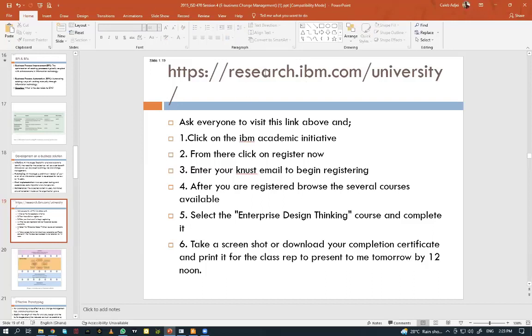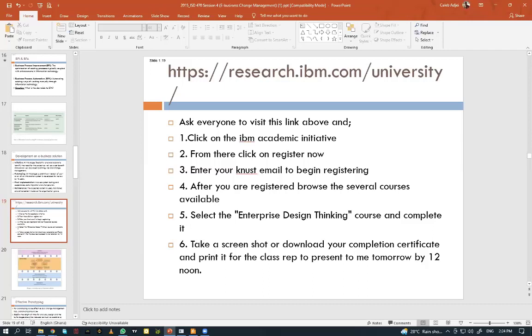You will go to this particular website, research.ibm.com/university. Okay, then you will sign in using your KNUST student email. It only accepts student email. So if your email is kwesi.menu@knust.edu.gh, that is what you are going to use to sign in. So you go to the above website and you register.